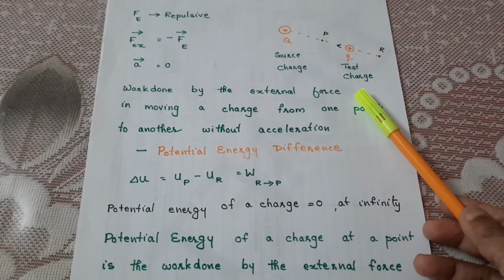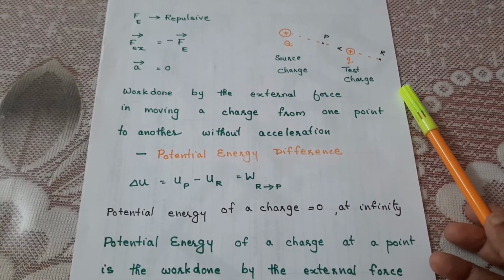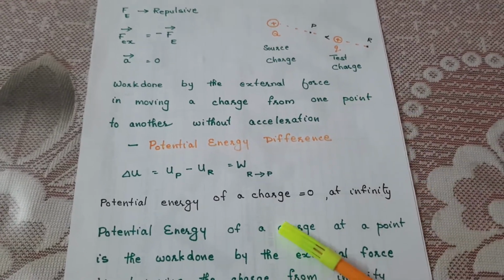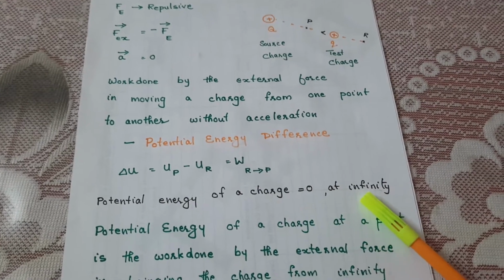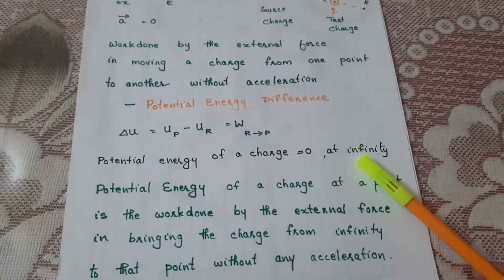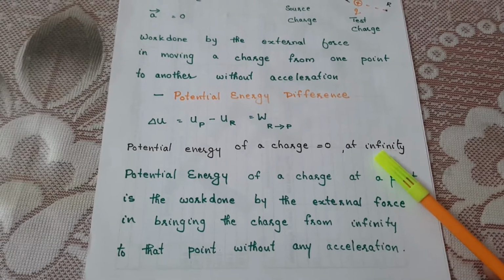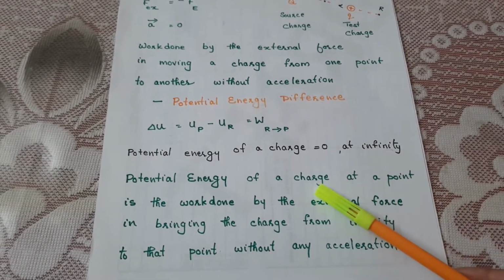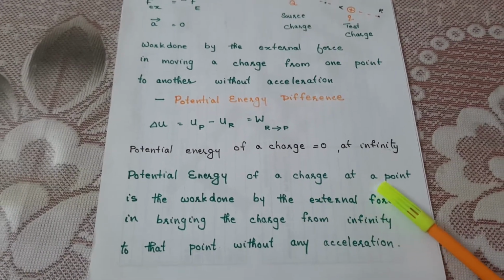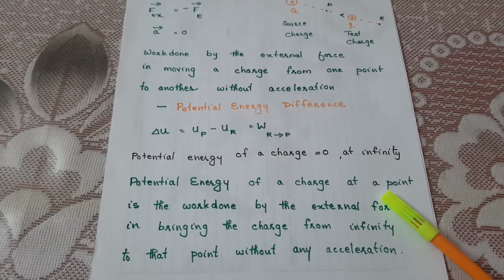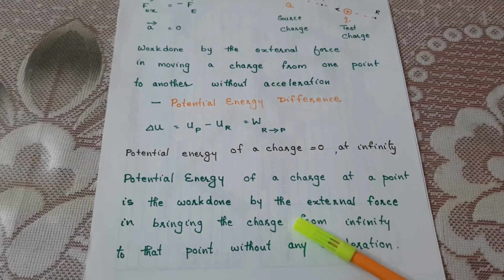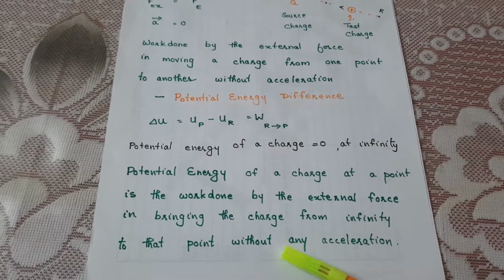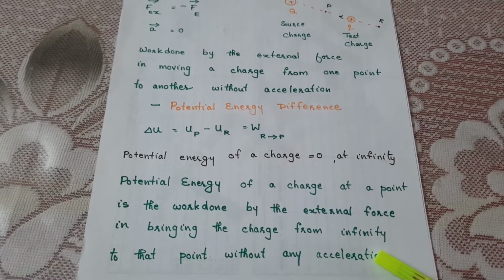Suppose we are bringing the test charge from infinity to a point P. The potential energy of a charge is 0 at infinity. So the total work done in bringing the charge from infinity to a point is the potential energy of the charge at that point. It is the work done by the external force in bringing the charge from infinity to that point without any acceleration.